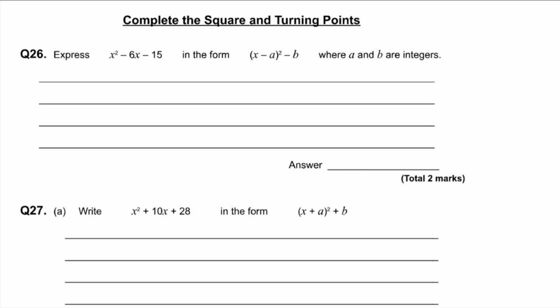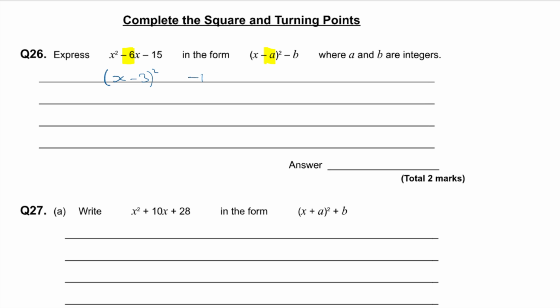Express x squared minus 6x minus 15 in the form x minus a all squared minus b, where a and b are integers. So the key to this is taking this value here, halving it, and that is going to be this part here then, isn't it? So what we're going to do is take 6 and halve it. We're going to get 3. So this is going to be in the form x minus 3 all squared.